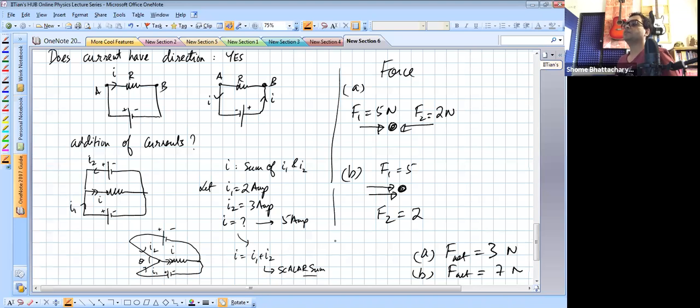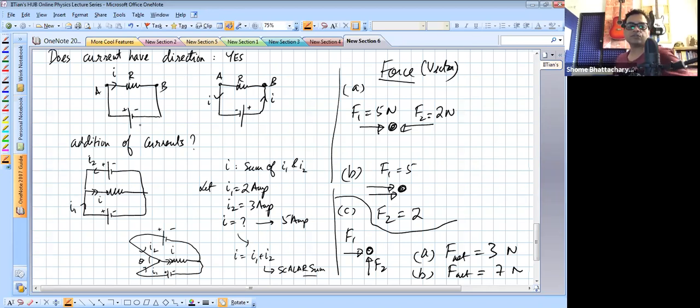Or if you applied them perpendicularly, it would be something else. Suppose I applied F1 like this and F2 like this in a different case. There would be something different altogether. So you can see that force is which kind of quantity? Force is becoming a vector quantity. Whereas electric current, we have just understood, even though in the traditional sense we can say that yes, it has direction, it flows from higher potential to lower potential, in terms of our new definition of vectors and scalars, it falls in the category of scalars. Alright, so this is about the general understanding of what vectors and scalars are.